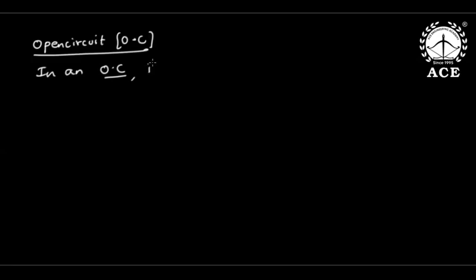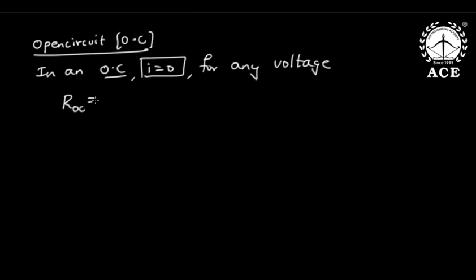Then the definition of open circuit, OC. In an open circuit, current is zero for any voltage. So the resistance of an open circuit is any voltage by zero, which is infinity ohms.